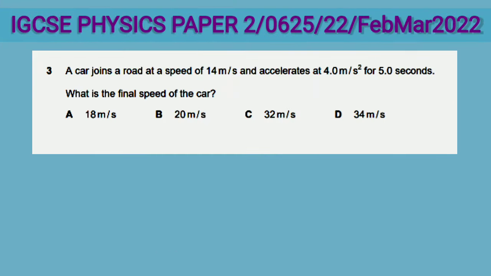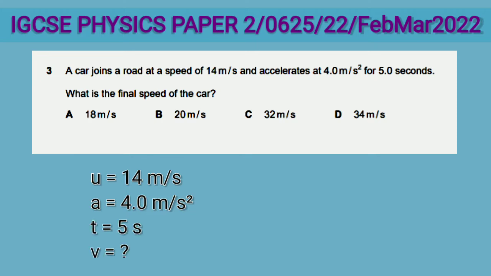Third question. A car joins a road at a speed of 14 meter per second and accelerates at a rate of 4 meter per second square for 5 seconds. What is the final speed of the car? So what do we have here? We have initial velocity u, 14 meter per second. Acceleration a is 4 meter per second square. Time t is 5 seconds. And final speed v we have to find.